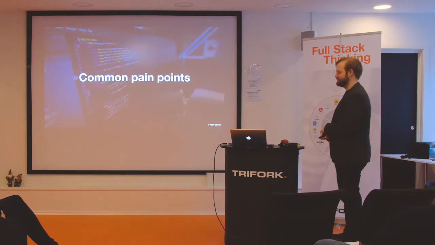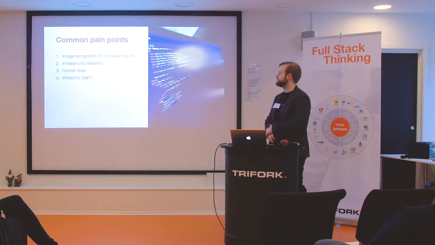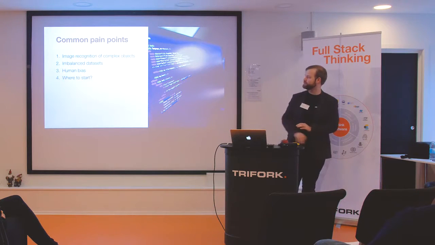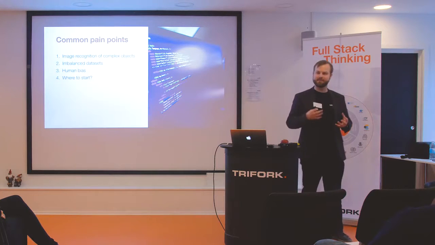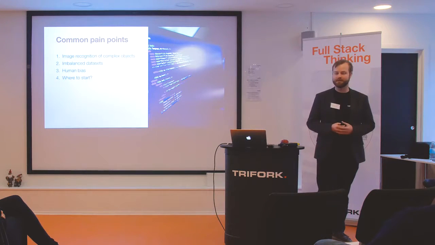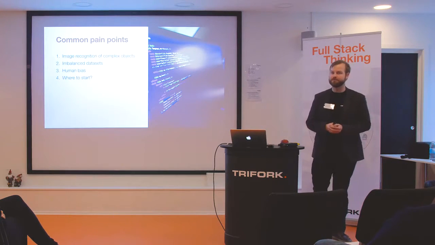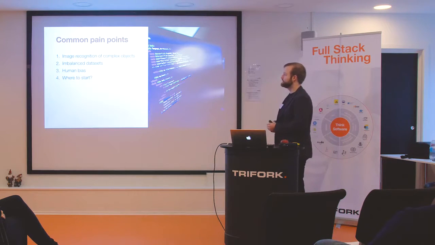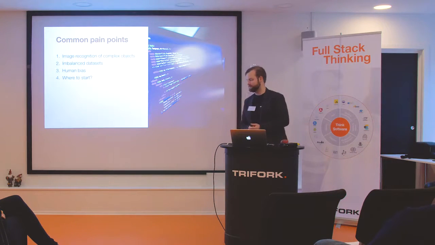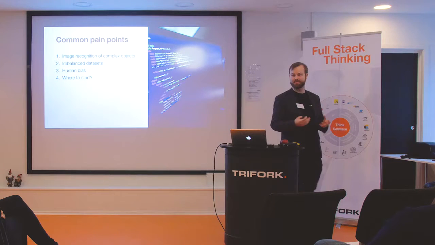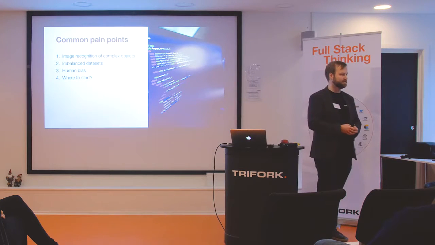So let's go straight to the pain points. There are 4 that I actually like to highlight today. The first one is image recognition of complex objects. That's because image recognition is such a common task and a lot of you can probably make use of it, which is why I'd quickly like to review it. The second one is when you have an imbalanced data set. The third one is related to human bias, and the fourth one is where to start.